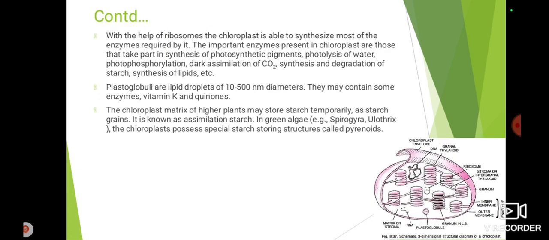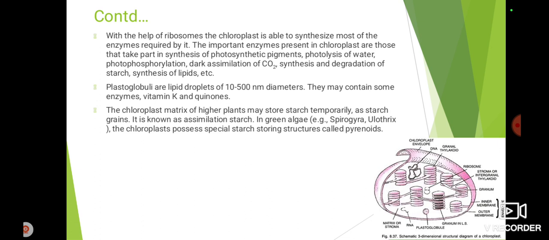The important enzymes present in the chloroplast are those that take part in the synthesis of photosynthetic pigments, photolysis of water, photophosphorylation, dark assimilation of carbon dioxide, synthesis and degradation of starch, synthesis of lipids, etc. Plastoglobuli are lipid droplets of 100 to 500 nanometer diameter. They may contain some enzymes, vitamin K and quinones.